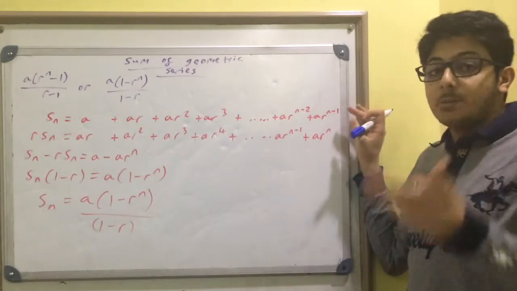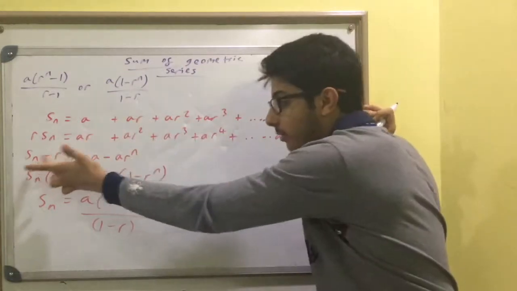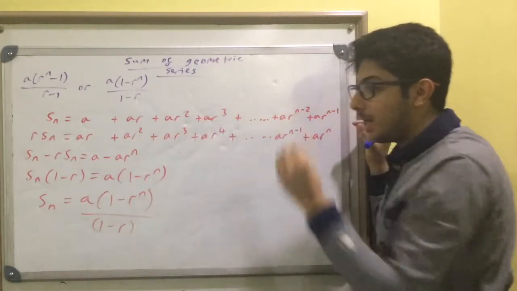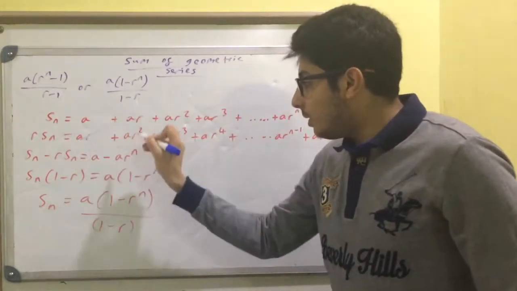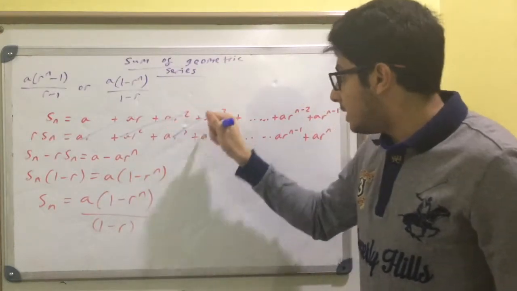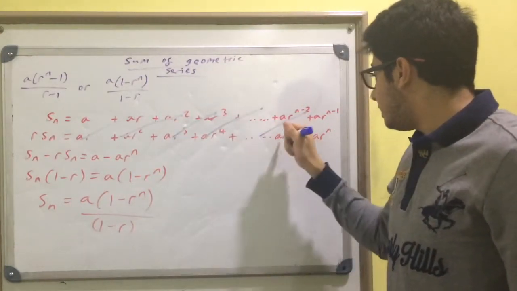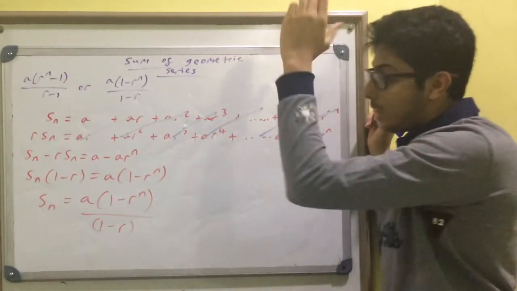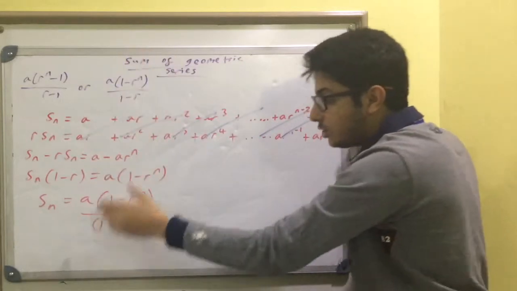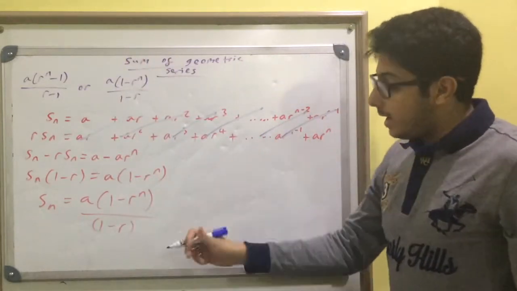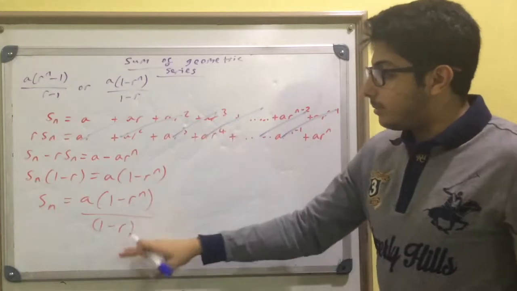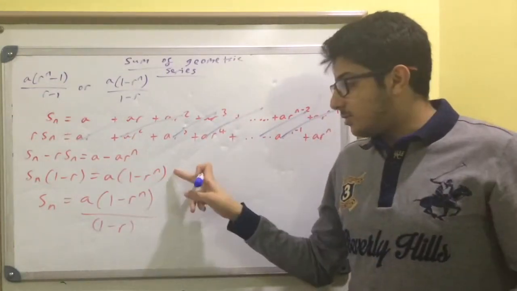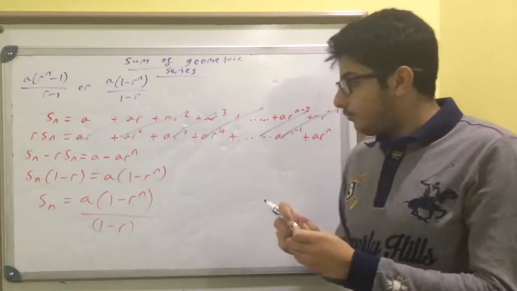What if, like in simultaneous equations, we take one away from the other? We're going to be left with a take away ar to the n, because all of these just cancel out. Then we just factorize and rearrange, and we get S_n is equal to a multiplied by 1 minus r to the n over 1 minus r. To get to this formula, you just mess around with negatives when you're factorizing here, and you'll get it.